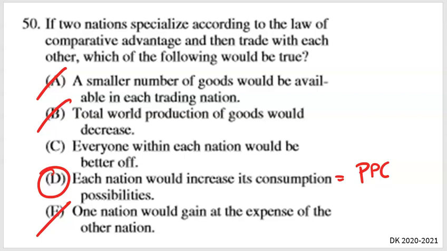So the reason why C is incorrect is everyone within the nation will be better off. Well, that's not entirely true. The companies that used to produce the other good wouldn't be better off because now the second country is specializing in producing that good instead of the home country.